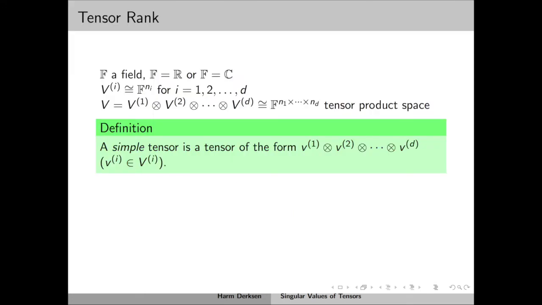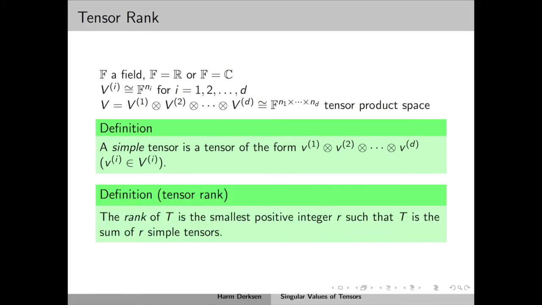So let me first talk a little bit about tensors in general. We have a bunch of vector spaces, V_1 up to V_d, and now we can take the tensor product of all these spaces. A simple tensor is just a tensor product of vectors. And we of course know that not every tensor is a simple tensor, but every tensor can be written as a sum of simple tensors.